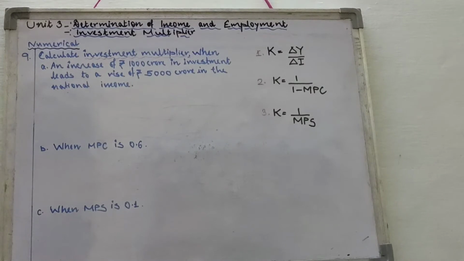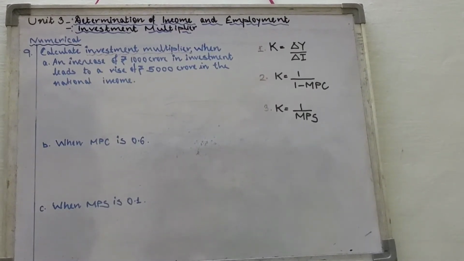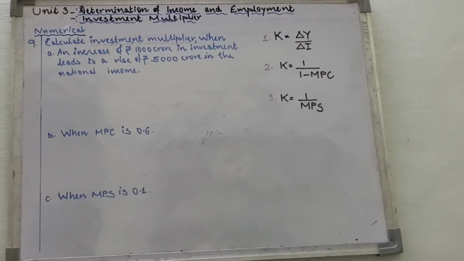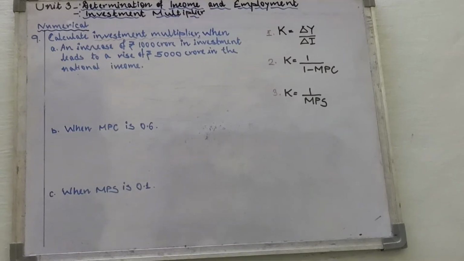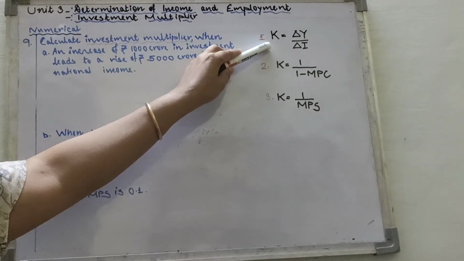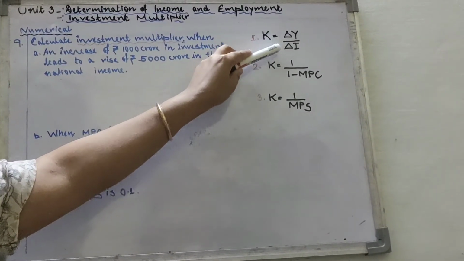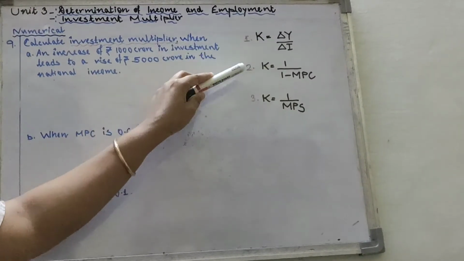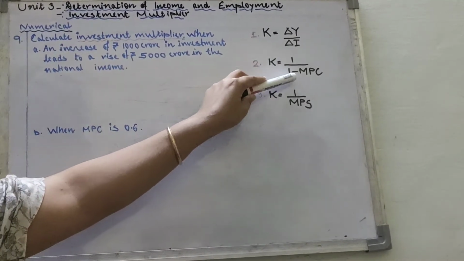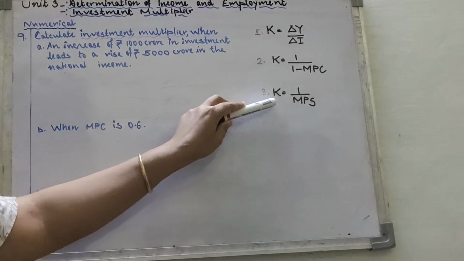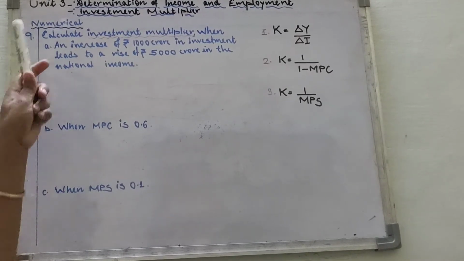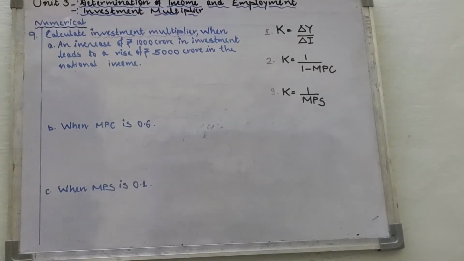Yes, the numerical number 9. We have to find out investment multipliers. For any question on investment multiplier, there are basically three formulas. Number one, K, that is the investment multiplier, is equal to change in income divided by change in investment. दूसरा फॉर्मूला है मल्टीप्लायर निकालने के लिए, that is K is equal to 1/(1 minus MPC), और तीसरा K is equal to 1/MPS. इन तीनों फॉर्मूले से हम इन्वेस्टमेंट मल्टीप्लायर के कोई भी न्यूमेरिकल को सॉल्व कर सकते हैं.